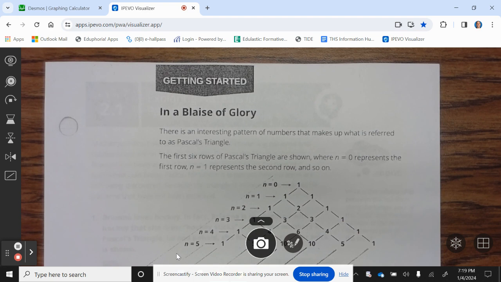Getting started. In a blaze of glory, there is an interesting pattern of numbers that make up what is referred to as Pascal's triangle. The first 6 rows of Pascal's triangle are shown where n equals 0 represents the first row, n equals 1 represents the second row.